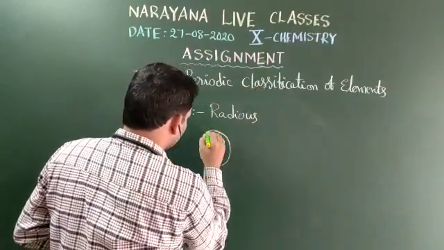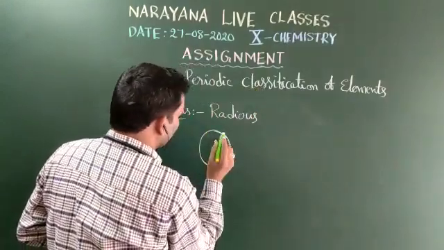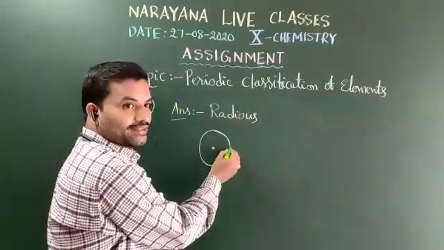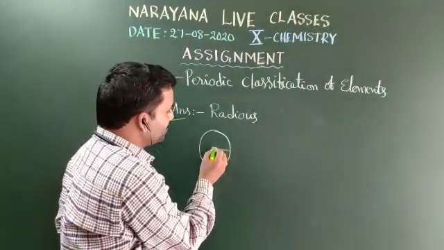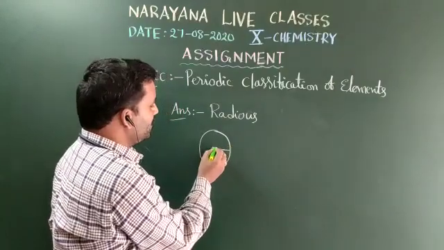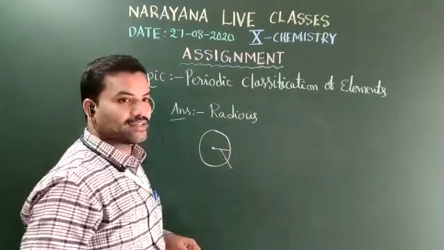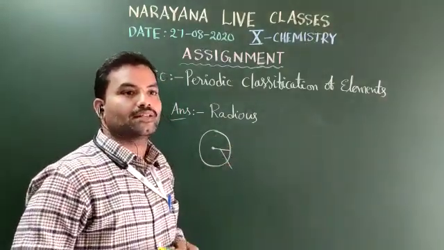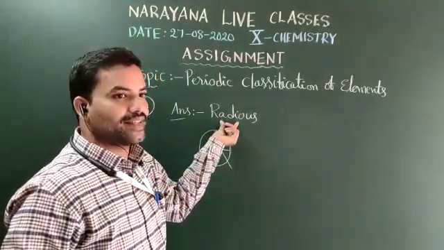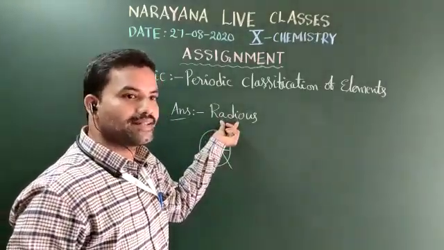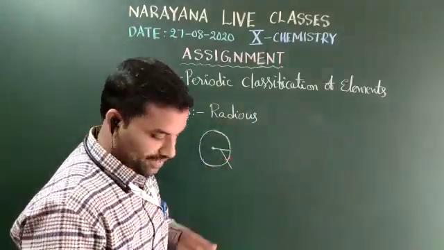For example, this is the atom, this is the center of the nucleus, and here are the electrons present in the outermost shell of the atom. The distance between the center of the atom and this outermost shell is nothing but the radius of an atom. The term atomic size refers to the radius of an atom. This is the answer for the second question.